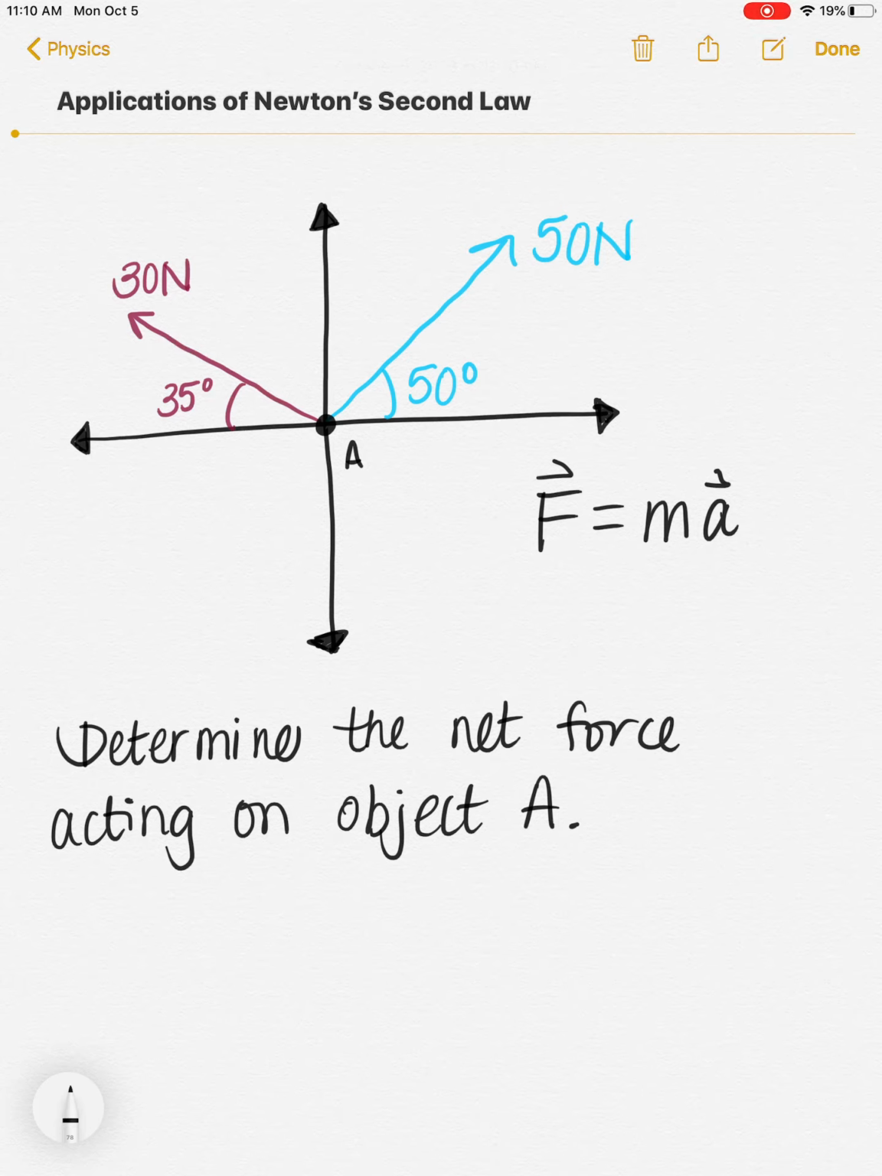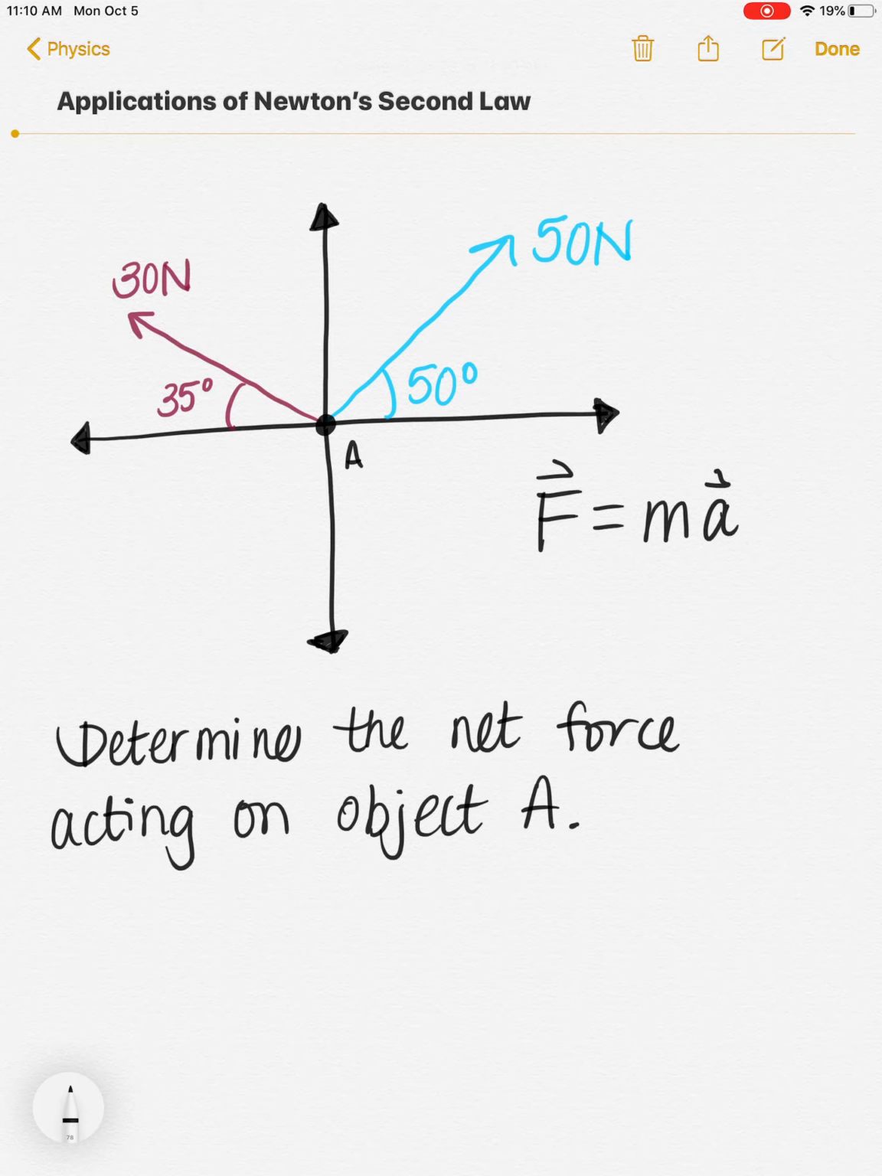If you don't have an overall net force, then there can be no acceleration, which is basically just a restatement of his first law, which said an object in motion will remain in motion, and an object at rest will remain at rest unless acted upon by an outside force. And acceleration is, remember, a change in velocity, so that would be a change in motion.